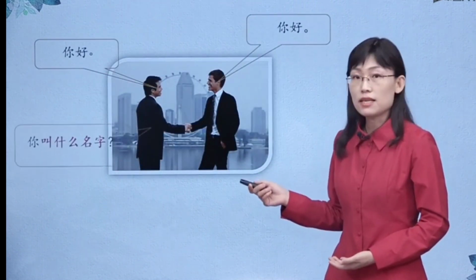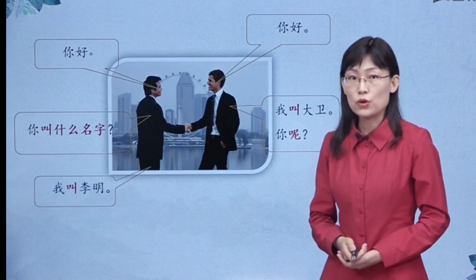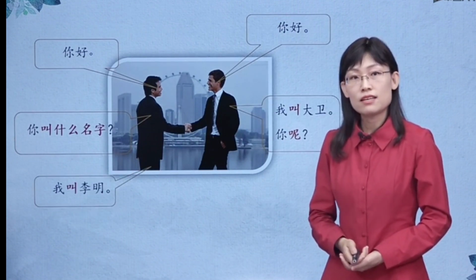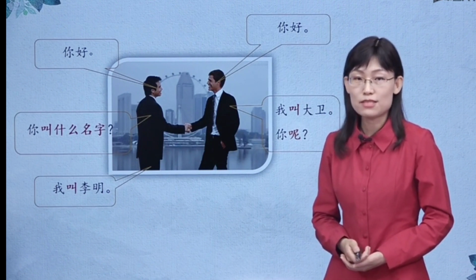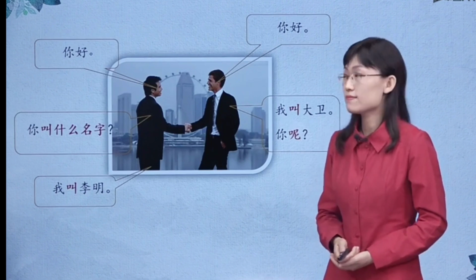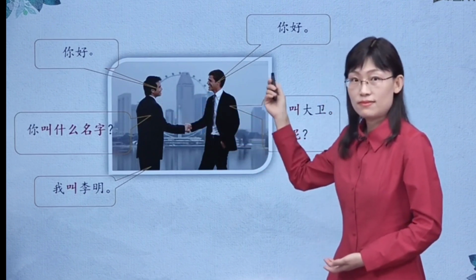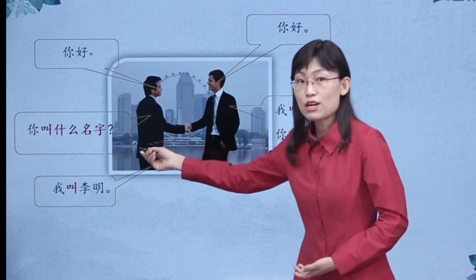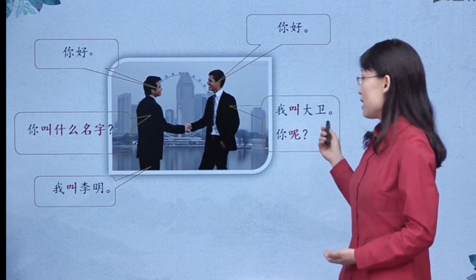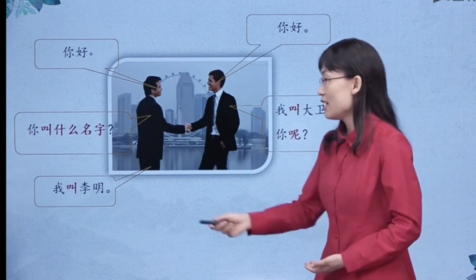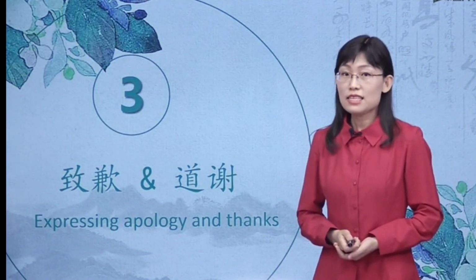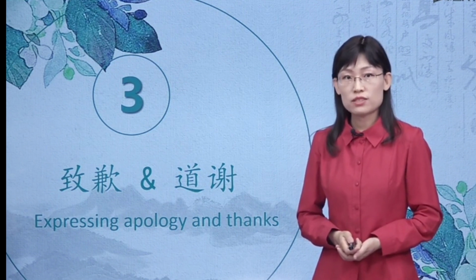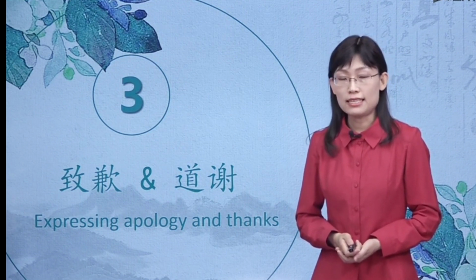Okay, let's read the whole conversation together. Suppose Li Ming and David met with each other for the first time in a certain occasion. They started their talk with greeting and then moved on to introduce themselves by asking and giving names. 你好，你好，你叫什么名字？我叫大卫，你呢？我叫李明。 Okay, in this part, we are going to learn how to show our thanks or apology to others in Chinese.